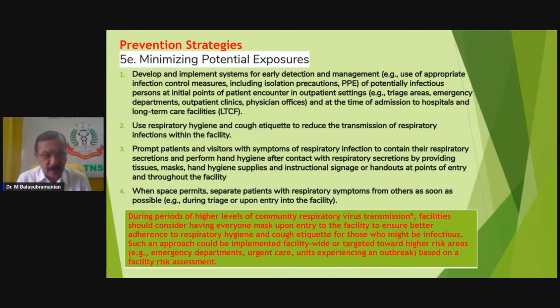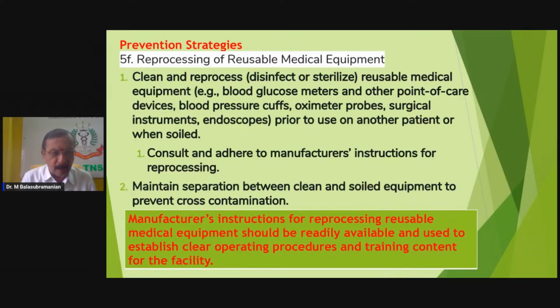During periods of higher levels of community respiratory virus transmission, facilities should consider having everyone mask upon entry to the facility to ensure better adherence to respiratory hygiene and cough etiquette for those who might have the infection. Such an approach should be implemented facility-wide and targeted toward higher-risk areas. Example, emergency department, urgent care units, or units experiencing outbreaks based on the facility's assessment.